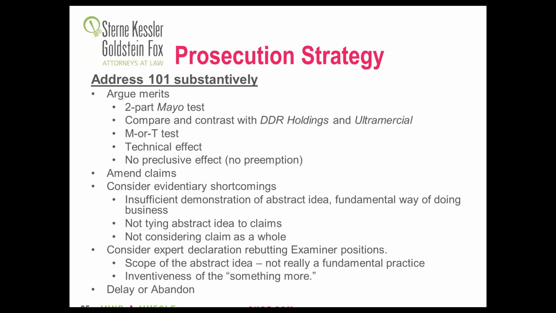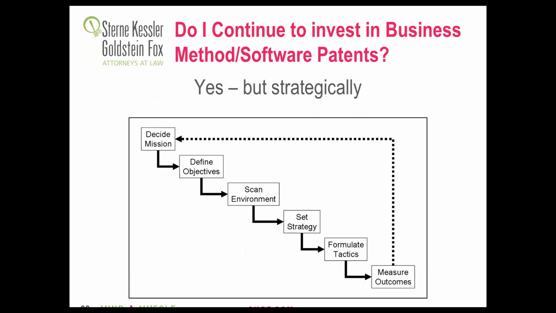We're not saying to do that for all of them, but certainly that has to be an option that you consider, particularly if it's a case that's not as important to your overall strategic plan. So along those lines, do companies continue to invest in business method and software patents? I think the answer is yes, but you want to do it strategically.